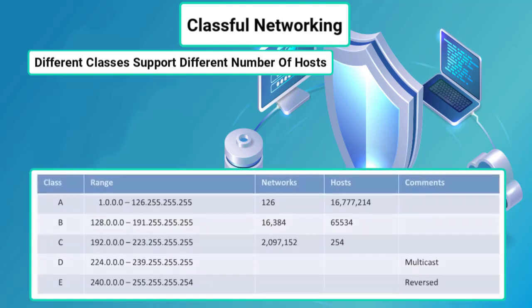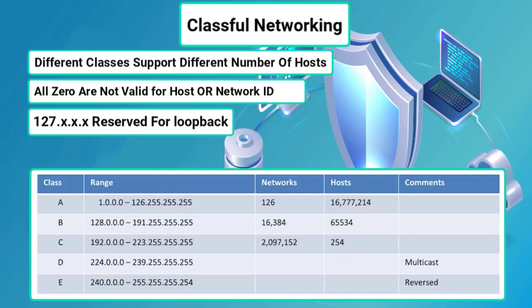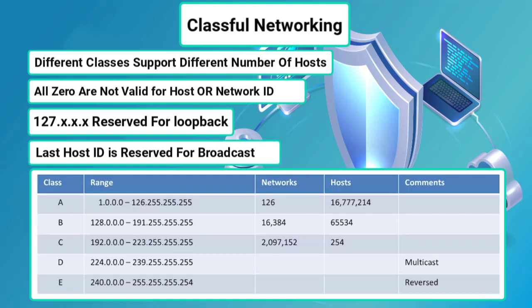The first class, Class A, may accommodate 16,777,214 hosts. These are offered on 126 different networks. The network and host IDs must not include entirely zeros. For a loopback, the 127 network is reserved. You are pinging your local machine if you ping any addresses in the 127 network. This is being used for testing. For a broadcast, the last host ID, or a host ID with all ones, is reserved.